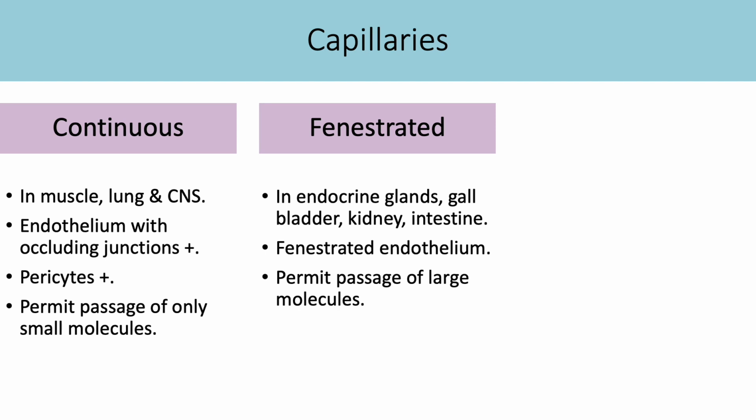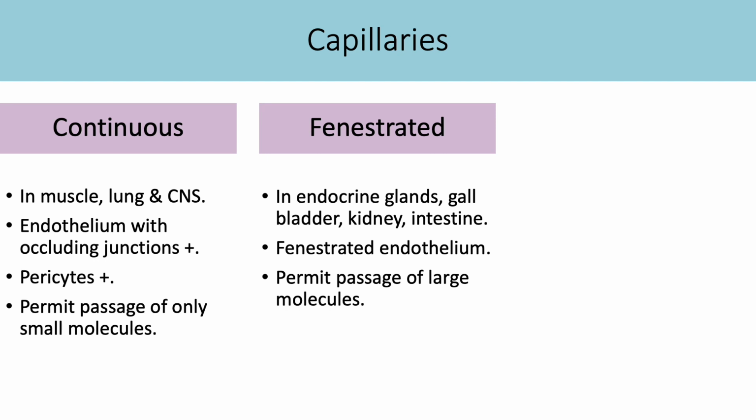The second type of capillaries are the fenestrated capillaries. These are found in endocrine glands, gallbladder, kidney and intestine. They show fenestrated endothelium and they permit passage of larger molecules.